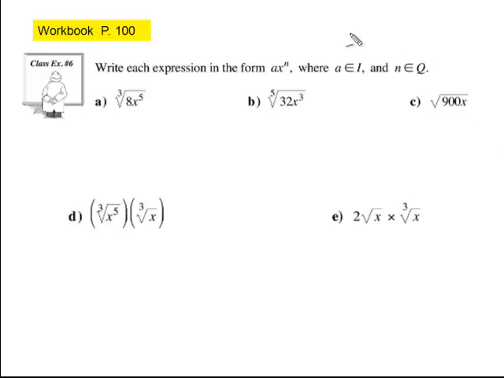The instructions on this question say write each expression in the form a times x to the n. What they mean is a coefficient followed by a power. So power refers to the base and exponent together. And this terminology here, where a is an element of the integers, so my coefficient is an integer, that's a positive or negative whole number, and n is any rational number. That means my exponent can be a whole number or a fraction.